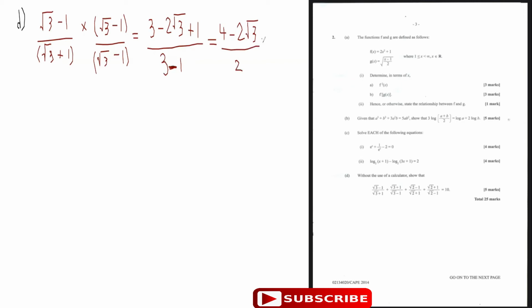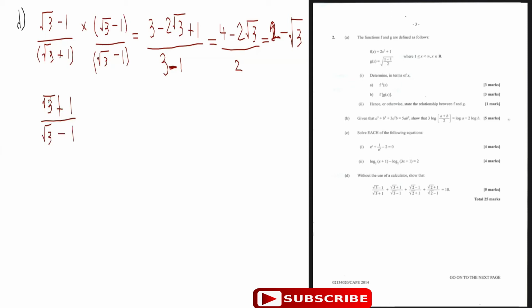And then I do the division, and I'm going to get 4 over 2 is 2, minus 2 root 3 over 2 is just minus root 3. So now I have 2 minus root 3. All right, now the next one I'm going to have to worry about is root 3 plus 1 over root 3 minus 1.